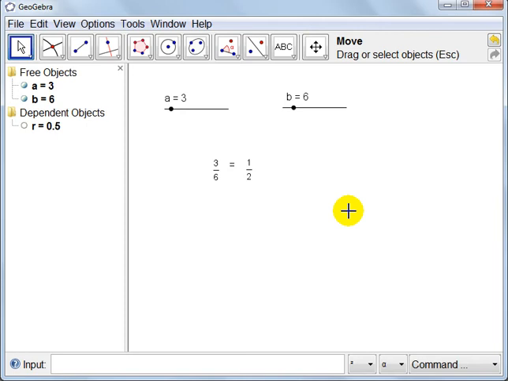Go ahead and try to create 4 sliders, A, B, C, and D, and have A over B as one fraction and C over D as one fraction. Work out R is equal to A over B and P is equal to C over D. Insert text using LaTeX and use FractionText to show A over B in simplified form and C over D in simplified form.